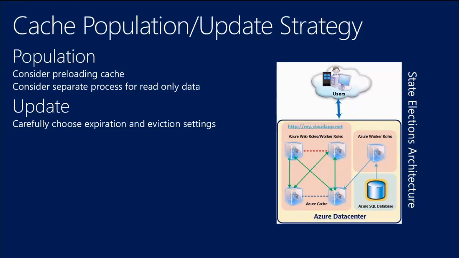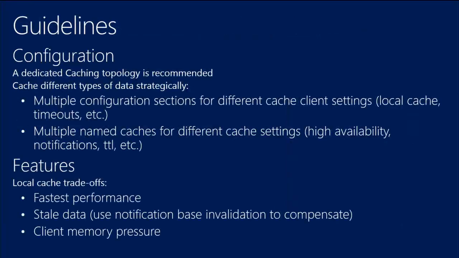In the case study we had at the beginning with the state elections, if they had used an architecture like that and 500,000 people hit the website at the same instant, that would actually increase the load on the system, with all this double hitting of the cache and the database. So what they did is they had a dedicated worker role which would preload the data and put it into the cache, and the web roles themselves would only try to access the cache. That's another population strategy you can take a look at.